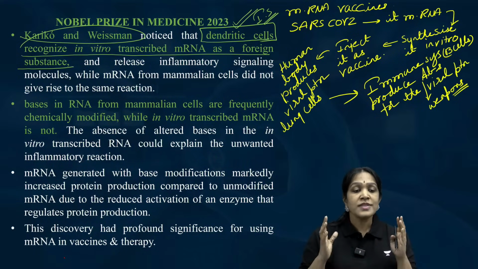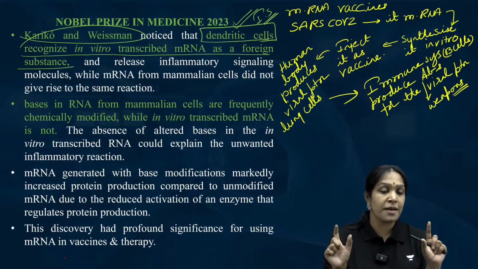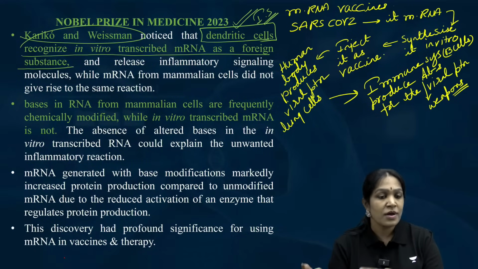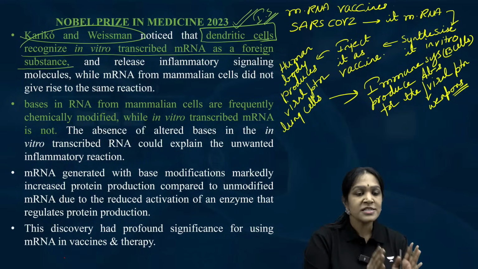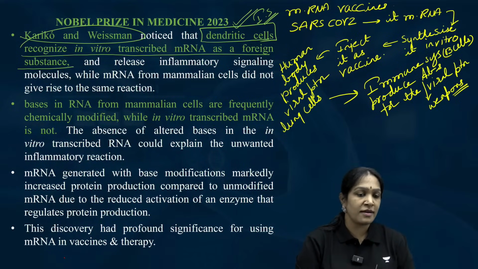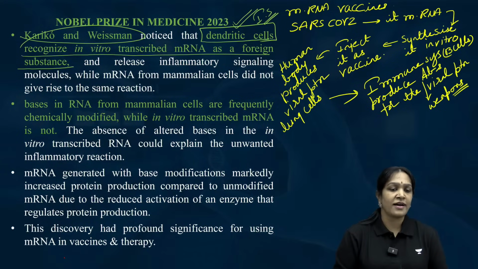So they understood that some chemical modifications occur to the mRNA when it is made in vivo, and they do not occur when you make it in vitro. For this discovery, they got the Nobel Prize in Medicine for the year 2023. So this is the reason why we are discussing this topic. I hope it is clear.